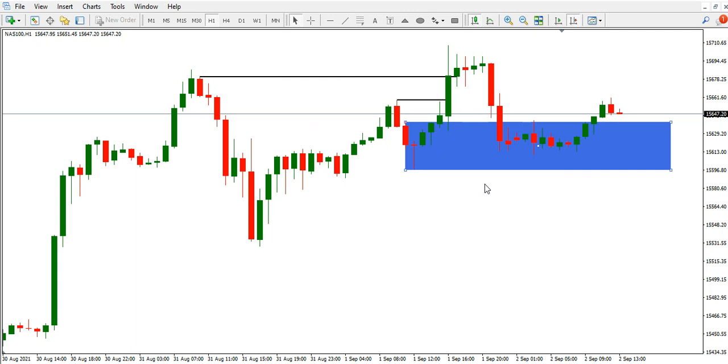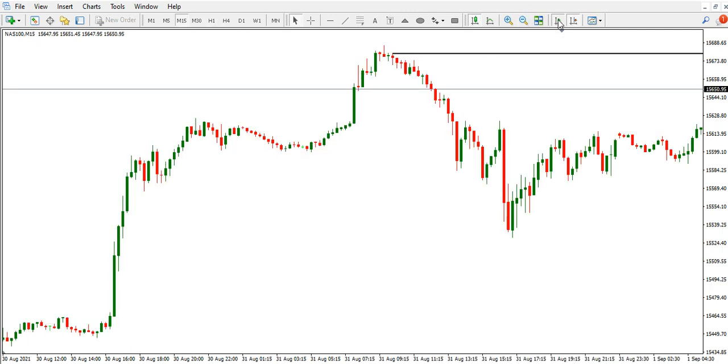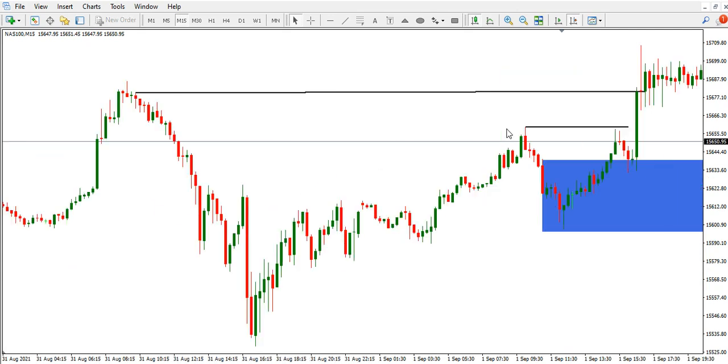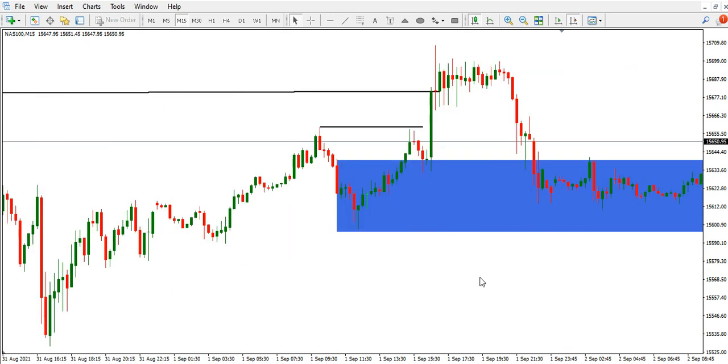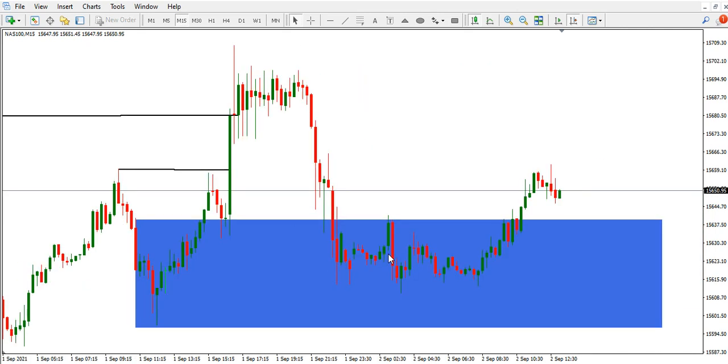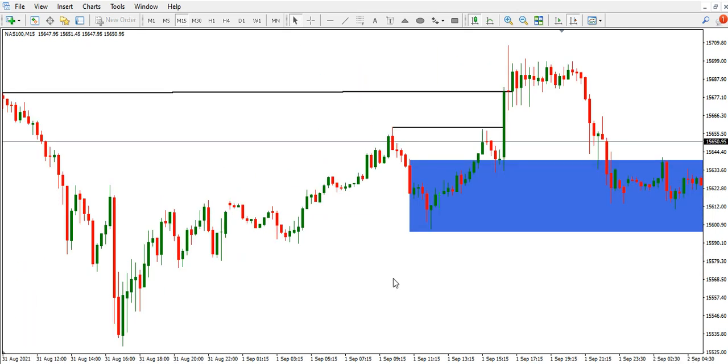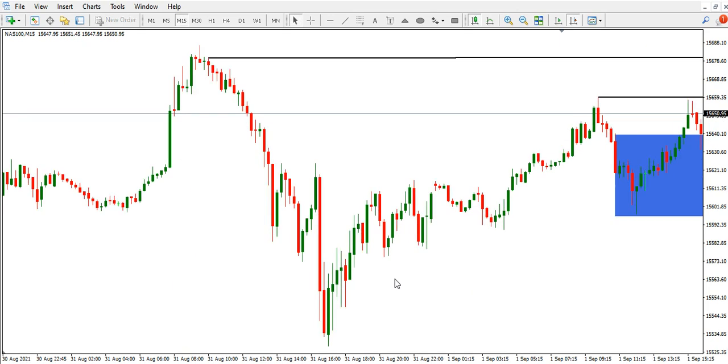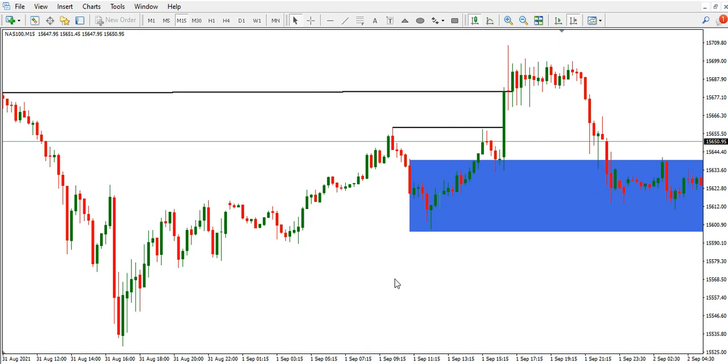So with that said, let's refine this further. Let's go to M15 and see if we can find something that can give us an entry or what. Okay, we are now on M15 time frame. Let me just put this exactly where it should be. We are now on M15, so this we marked on H1 time frame.